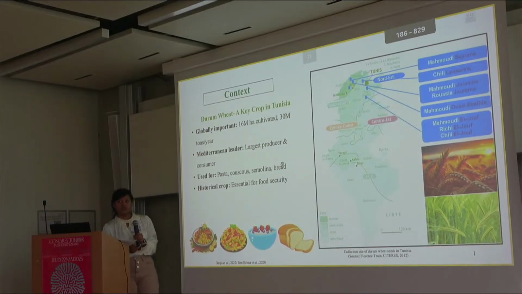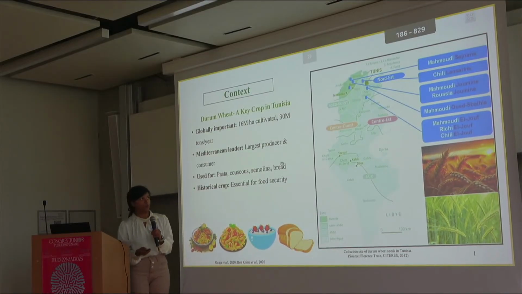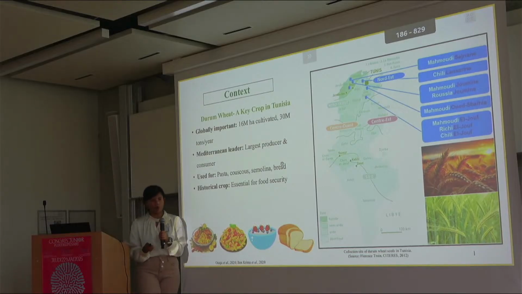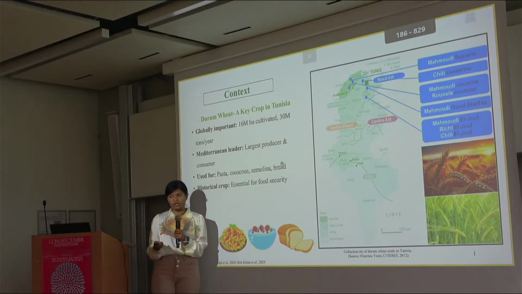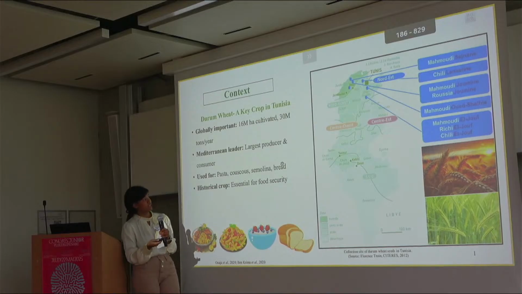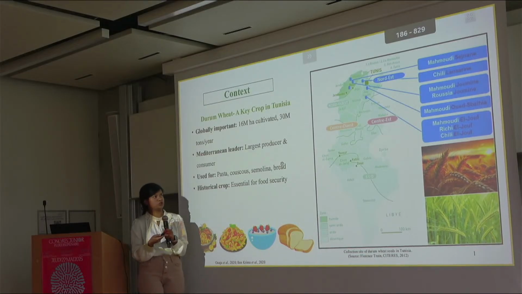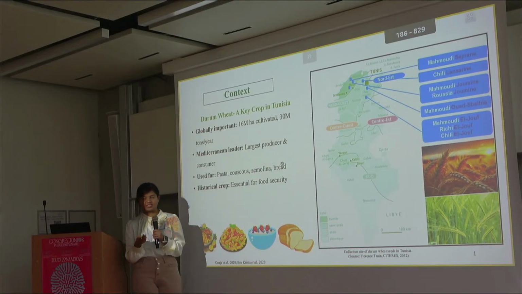Durum wheat is one of the most important crops worldwide, and the Mediterranean region like Tunisia is the largest producer and consumer. So these Tunisian crops are probably more often on our plate, as this wheat is used to make pasta, couscous, semolina. It is essential for food security. That's why it's very important to protect this crop from disease.